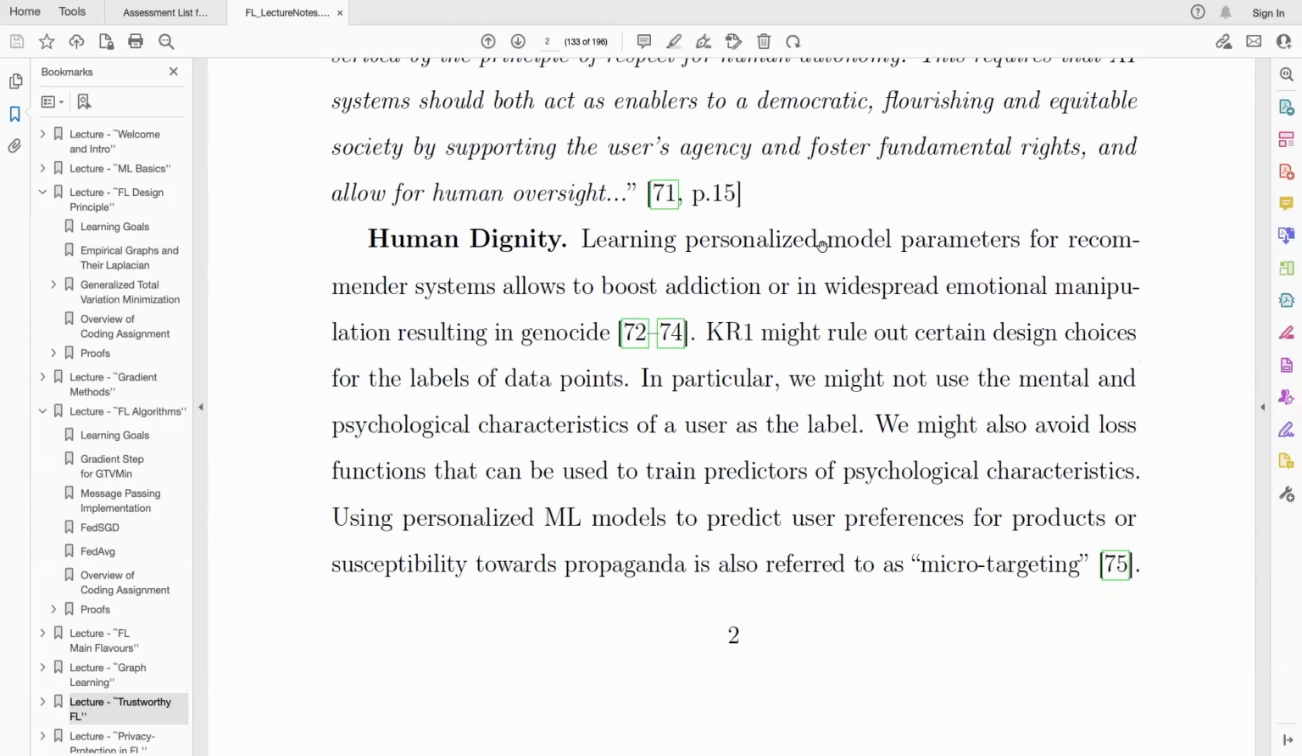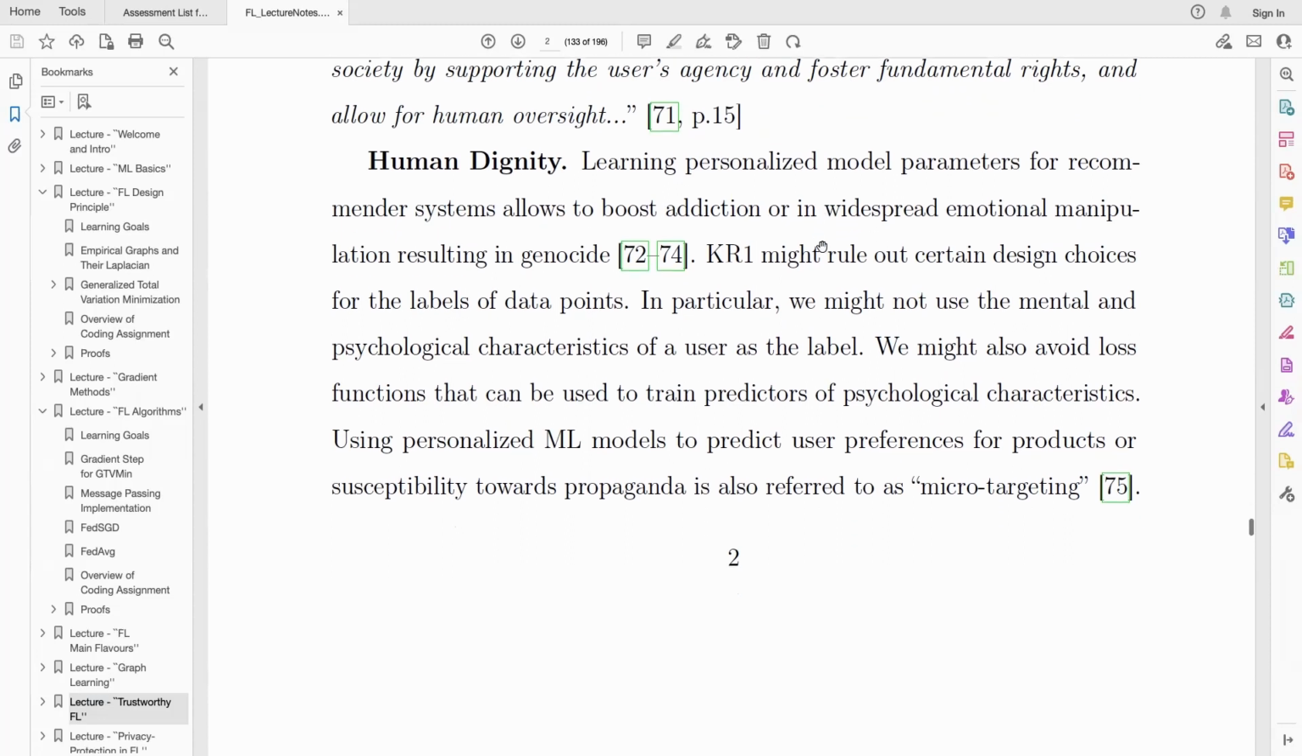So we could use a GTV minimization method to learn a linear model for me. And the prediction of this linear model is the probability that I would like to watch this new video, yes or no. These predictions are turned into something showing up on my phone. And this showing up on my phone might steer me, might manipulate me, and violate my dignity. So this should be taken into account by you.